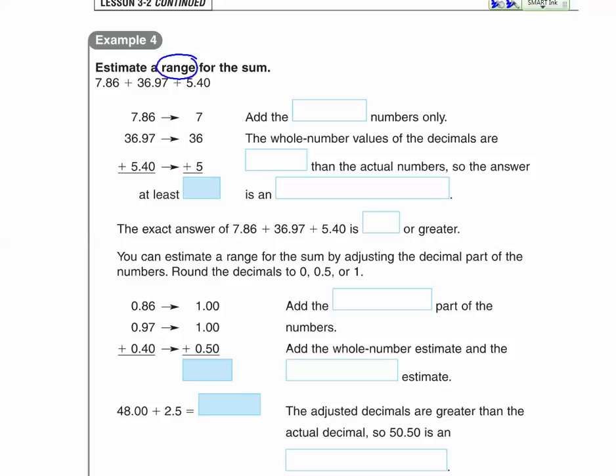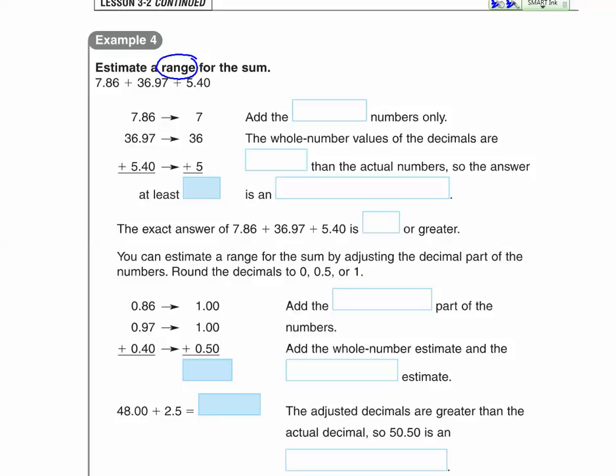A range, if you recall, is the distance between the lowest amount and the highest amount. So here, we're going to do an estimation and ask ourselves, what is the lowest it could possibly be, and what is the highest it could possibly be? And then your answer would be, our estimation is somewhere between 8 and 10, or whatever your answer is.